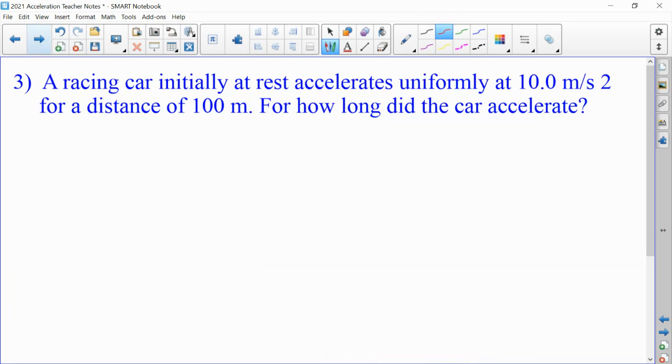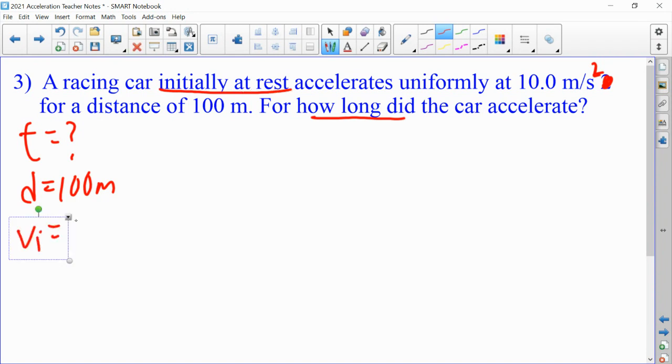And then let's look at one more, and then you'll practice some on your own. Okay, so a racing car initially at rest accelerates uniformly at 10 meters per second squared. That should be a squared there. Sorry, I mistyped that. So that should be 10 meters per second squared for a distance of 100 meters. For how long did the car accelerate? All right, so for how long? Anytime you see how long did something happen, we're looking for the time. Okay, and then what else do we know? We know the displacement is 100 meters. We know that it starts from rest, so that's my initial velocity being 0. And we know the acceleration is 10 meters per second squared.